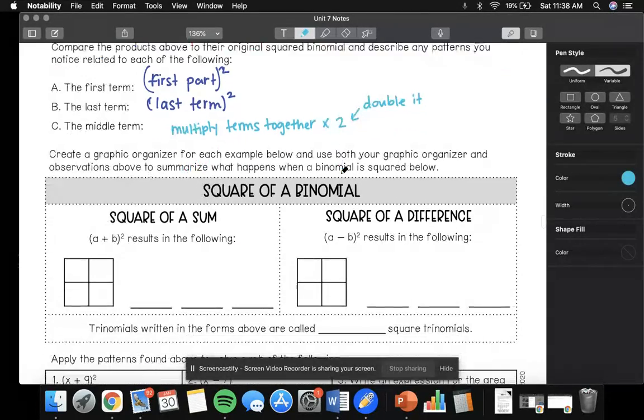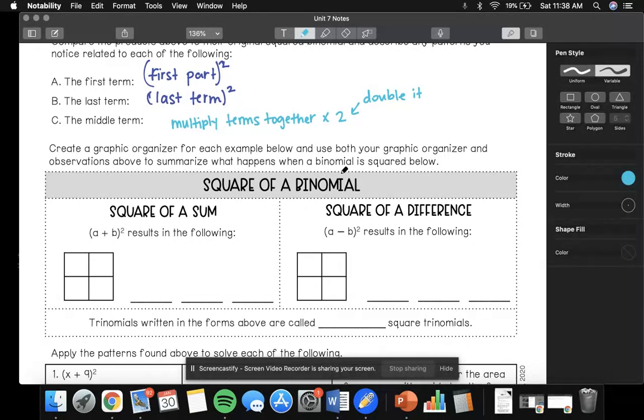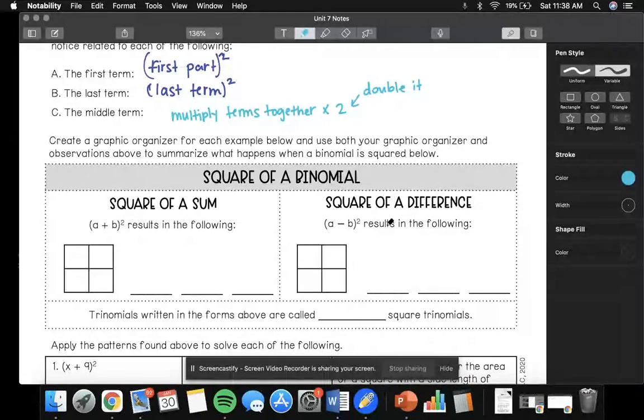So what we're going to do is create a graphic organizer for each example below: the square of a sum and the square of a difference. And then we'll use our graphic organizer to basically summarize what happens. If we have a square of a sum, a square means we're squaring something, and sum means we're adding two things together. So we're going to make a graphic organizer like we had before, just this one time, to kind of see the patterns.